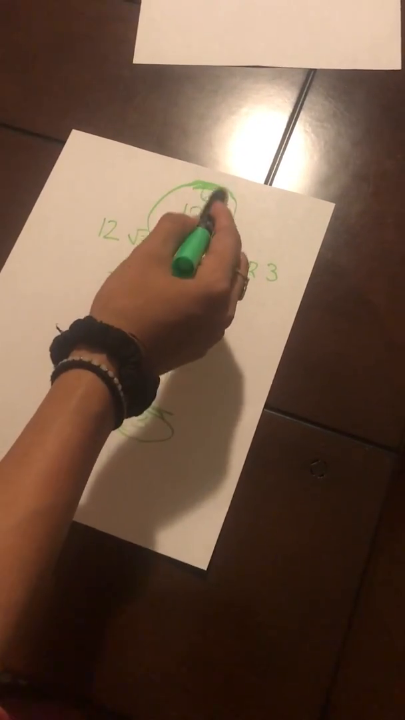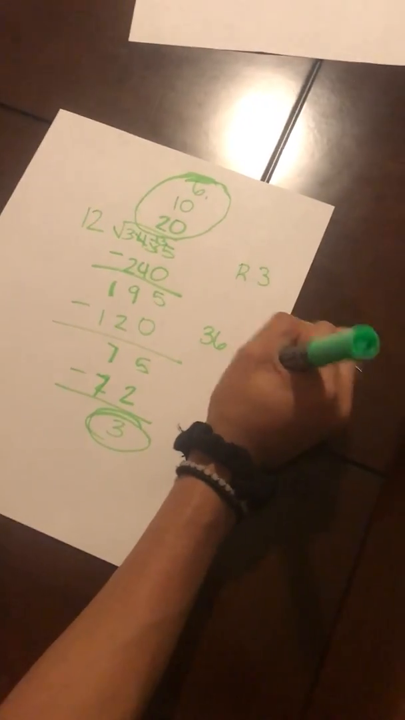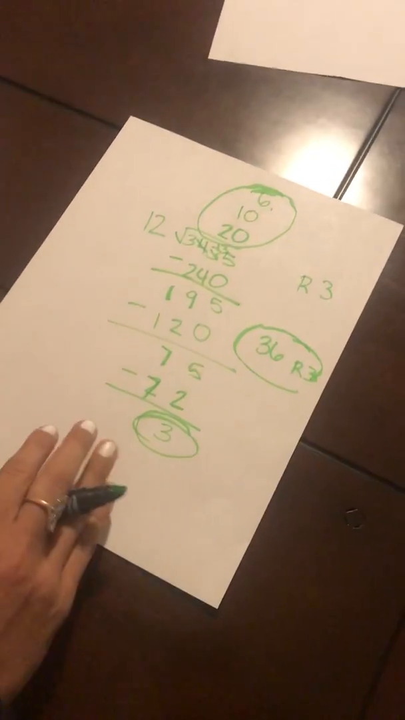And our final step is to add all of our guesses together. So we know that 20 plus 10 is 30. 30 plus 6 is 36. So that means our final answer for this problem is 36, remainder 3. So now I'm going to try it with a different problem just to get the hang of it.